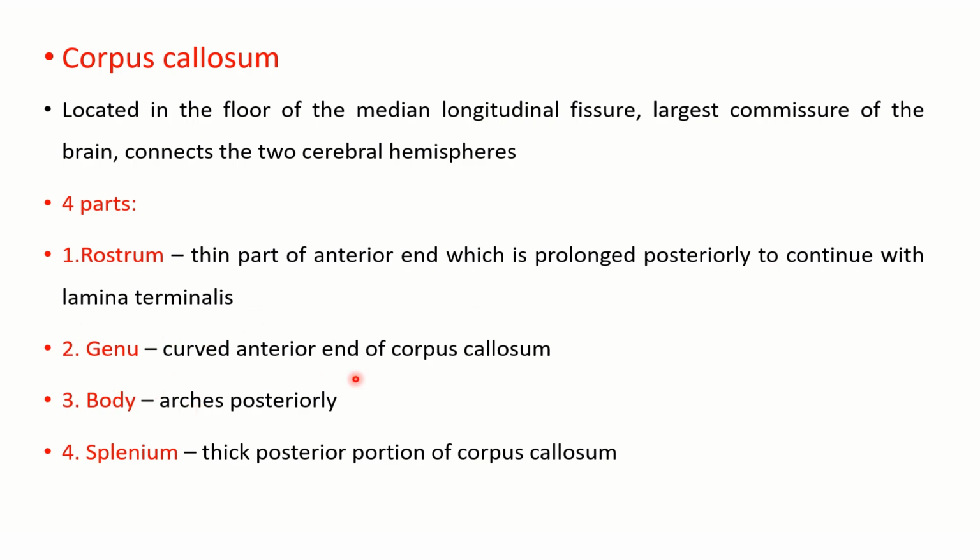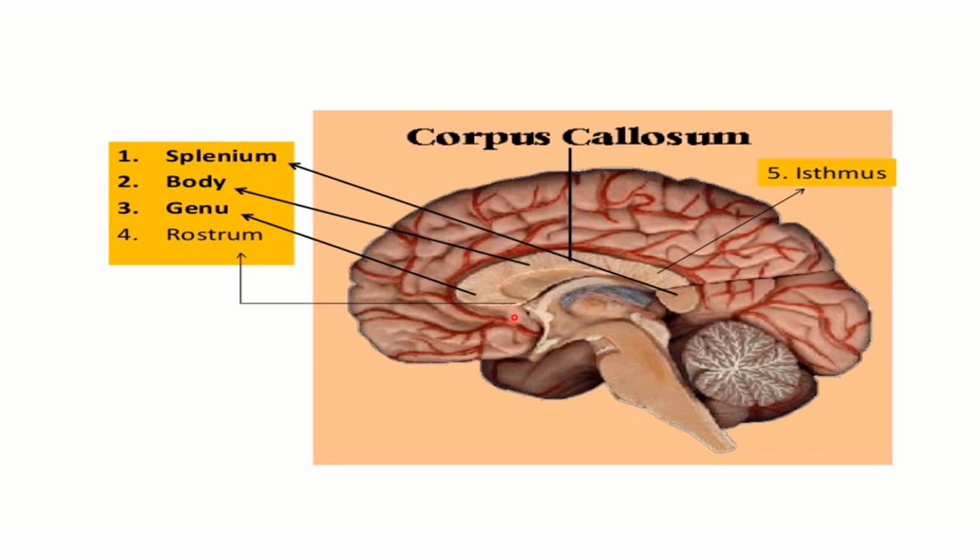The genu is the curved anterior end of the corpus callosum. The body is the one which arches posteriorly. The splenium is the thick posterior portion of the corpus callosum. I will show you. So you can see here, this is the rostrum, this is the genu, this is the body, and this is the splenium.